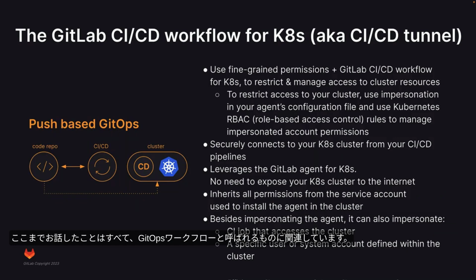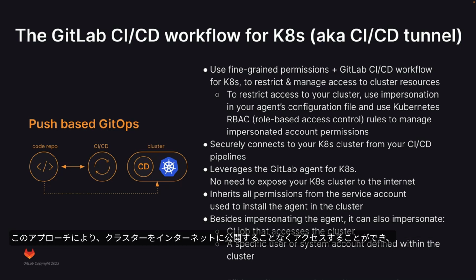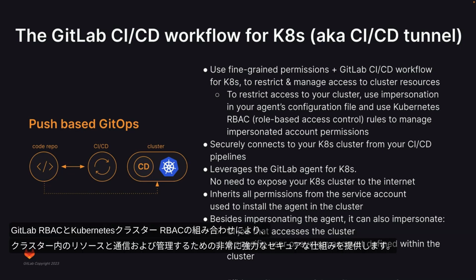Everything we have mentioned so far is related to what we call GitOps workflows. However, the GitLab agent for Kubernetes also supports CI/CD workflows that allow you to securely interact with your Kubernetes clusters from a pipeline. This approach allows you to access your clusters without having to expose them to the internet, and it also supports fine-grained permissions to control access to your clusters via impersonation. The combination of GitLab RBAC and your Kubernetes cluster RBAC provides you with a very strong secure mechanism to communicate with and manage the resources in your clusters.